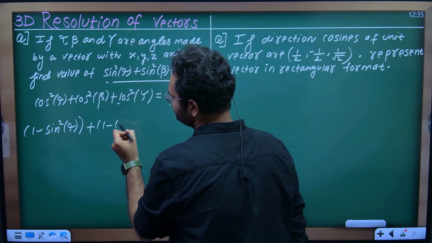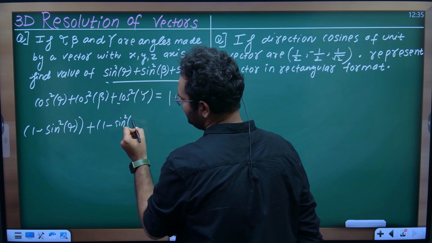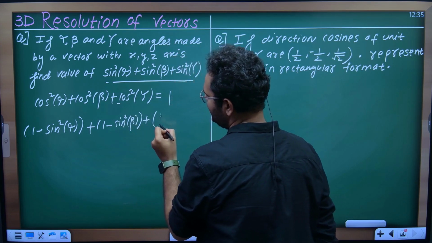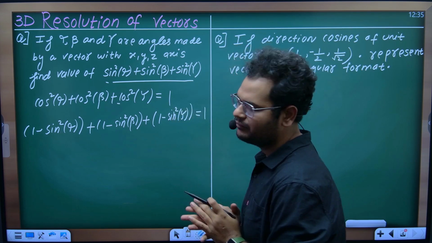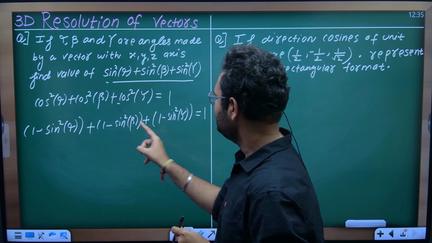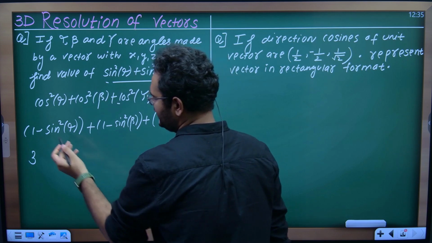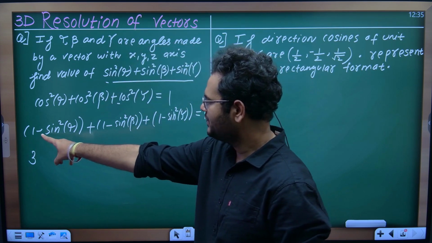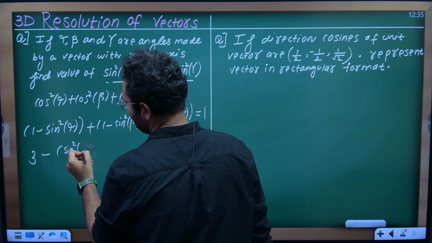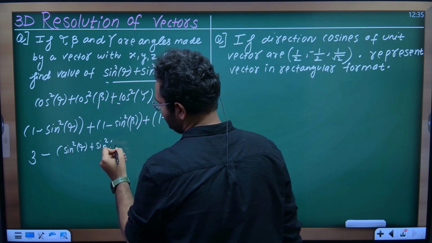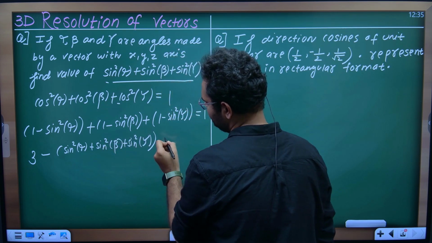Then 1 minus sin square beta, then 1 minus sin square gamma is equal to 1. What do you do? You add all the ones: 1 plus 1 plus 1, how much is it? 3. And minus you can take common, because this minus is there. What will I get? 3 minus (sin square alpha plus sin square beta plus sin square gamma). Beautiful, sir. Is equal to 1.